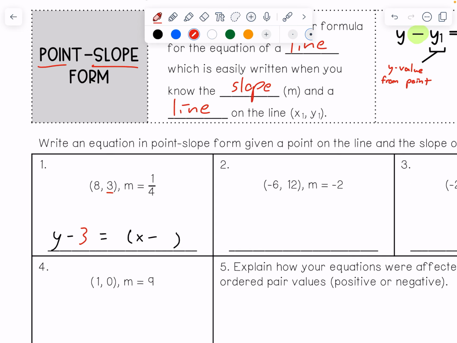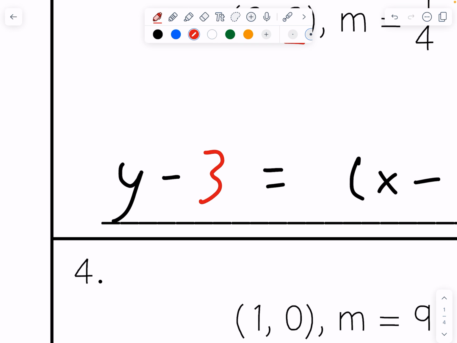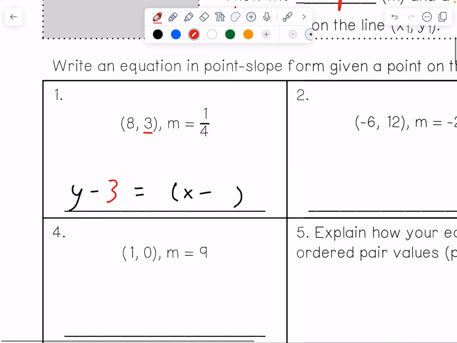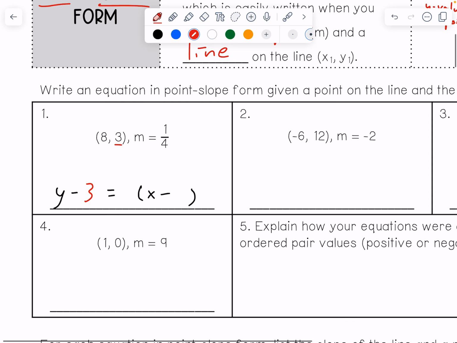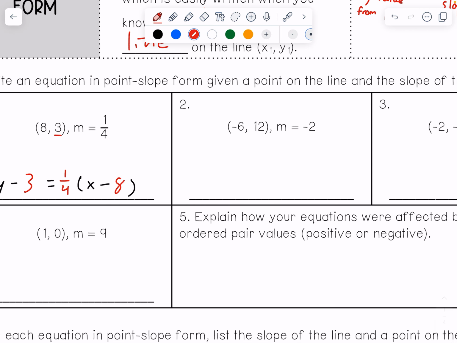Again, it looks like positive 3 in the points, but when we put it in, it looks like negative. You are always starting by writing minus. In the middle is going to be our slope, which is 1 over 4. And last but not least is going to be 8. I'll do one more and then I'll hold for a second and let you do number 3 and number 4.